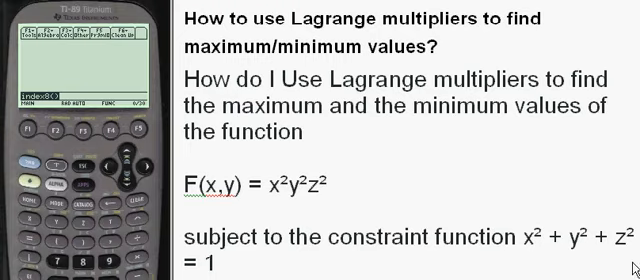Hello, Tom from EveryStepCalculus.com. This is Lagrange multipliers, and you can see the problem there on the screen. I'm going to show you how my program works on this, okay?